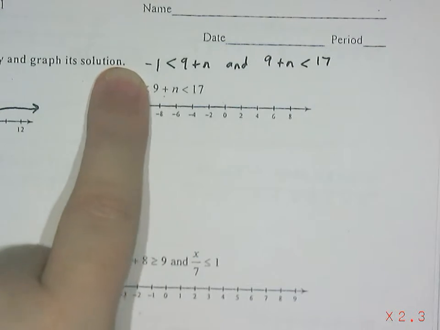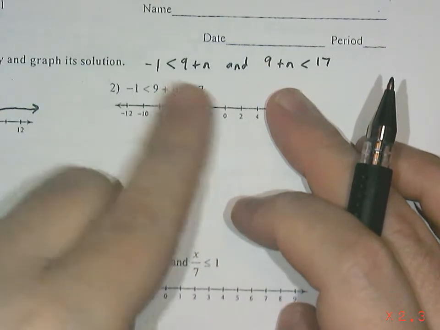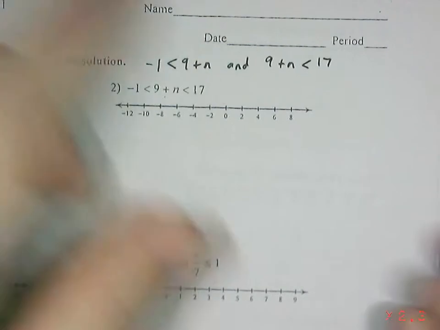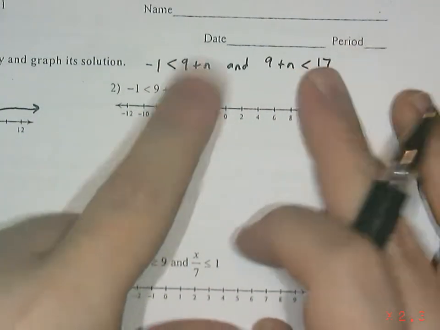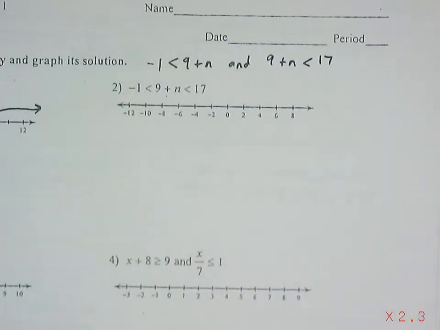And that's probably just good practice to do, because a lot of times students will get stuck. They'll minus the 9 and then just get lost because they only did it to one side. So the first thing you do is separate those into two different inequalities. Then you're just going to solve them.